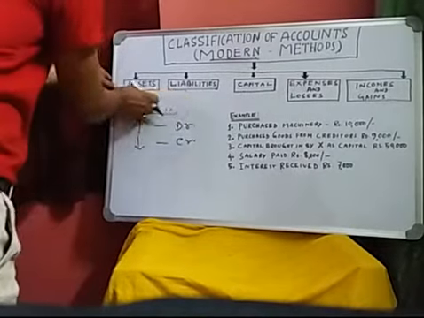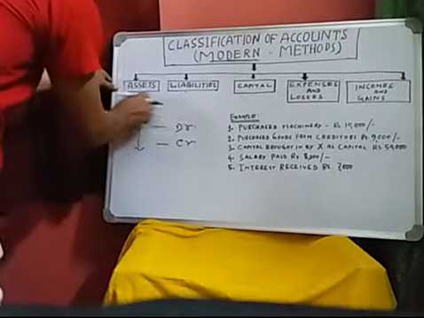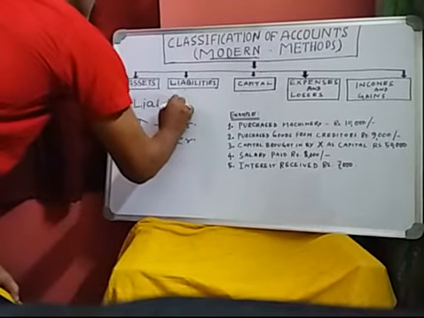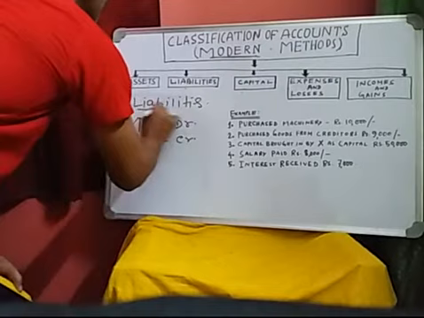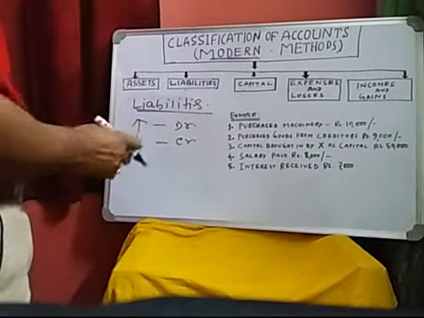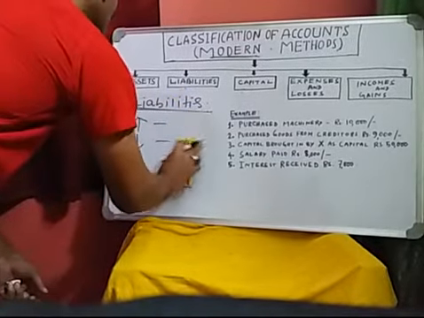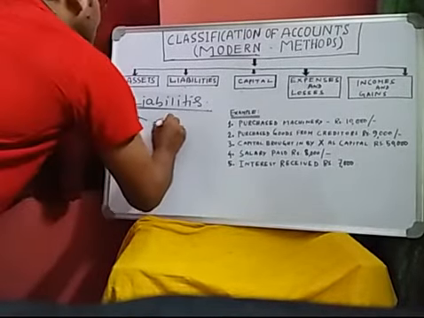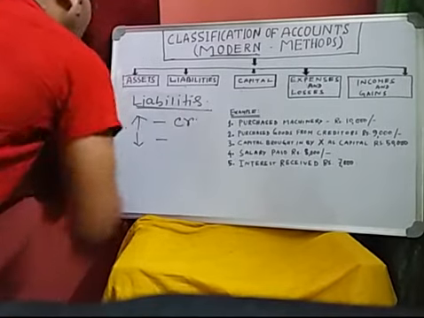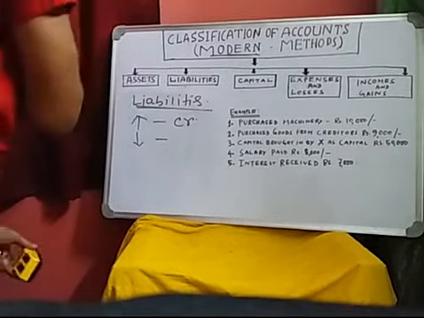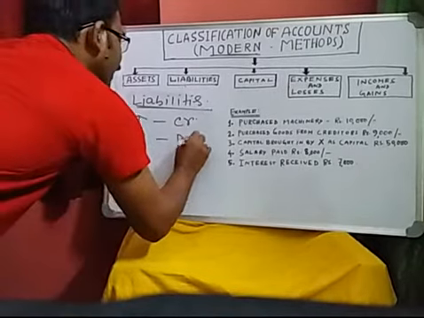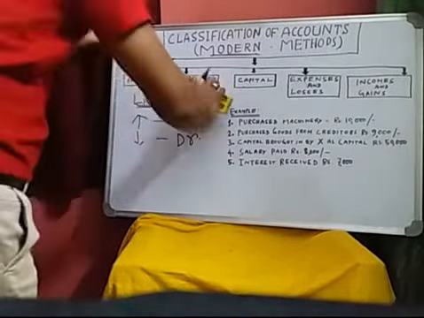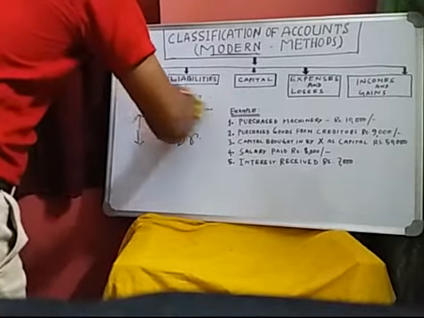Similarly, in the case of liabilities, when the value of liabilities increases, it will be credit, and when the value of liabilities decreases, it will be debit. Clear on this part?